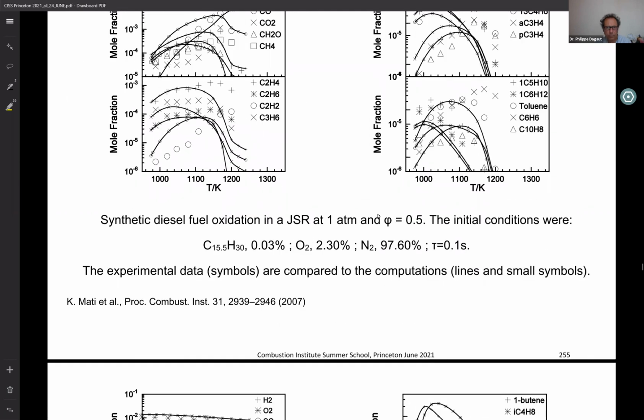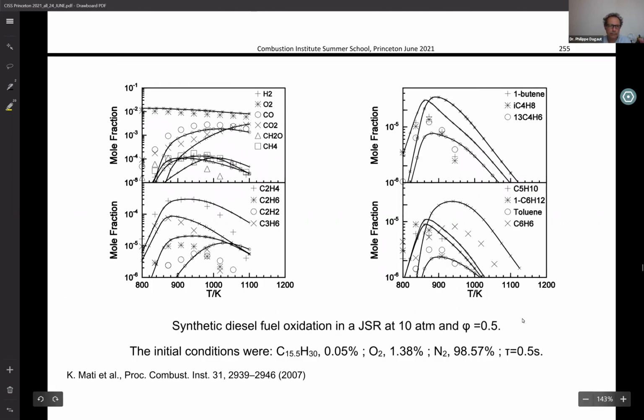We did similar experiments at higher pressure under fuel lean conditions. And you can see here that the model underpredicts the formation of CO and formaldehyde. And this is due to the fact that no low temperature chemistry is included in the model. So we cannot match data obtained below, let's say, 850 K. This is the end of the cool flame, but still there is some cool flame reactivity here.